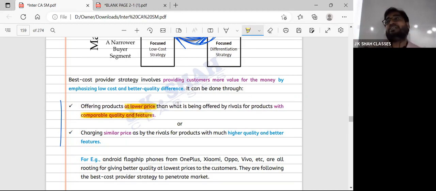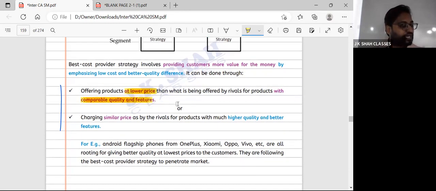On the other hand, second point, 100 rupees, both are selling the pen at 100 rupees, but one is giving me something extra, more. Charging similar prices, but other one is giving me better features, higher quality. You all understood? Any doubts in this?